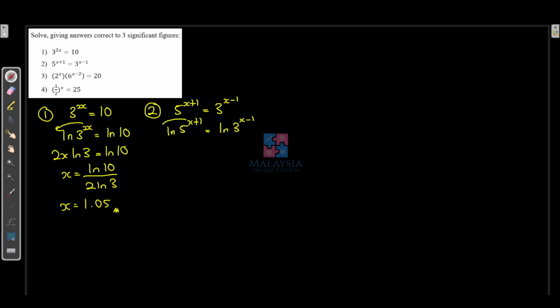As usual, you bring the powers in front. Remember this time you are going to put brackets, because later when you expand, you will be expanding the x with the ln 5, and the 1 with the ln 5 as well. This one as well, x minus 1 and then ln 3 outside. So when you expand, you will get x ln 5 plus ln 5 equals x ln 3 minus ln 3.